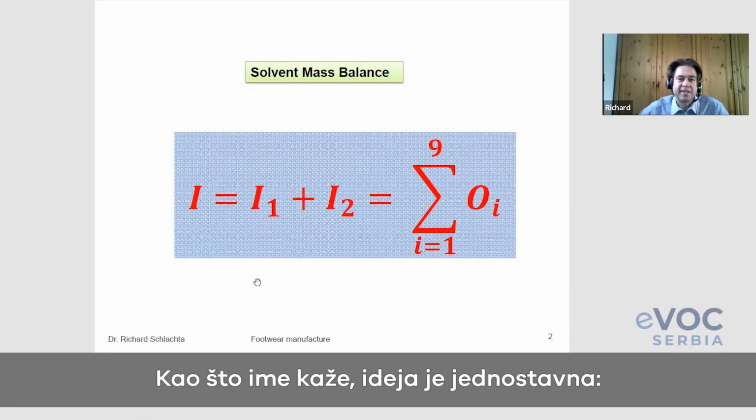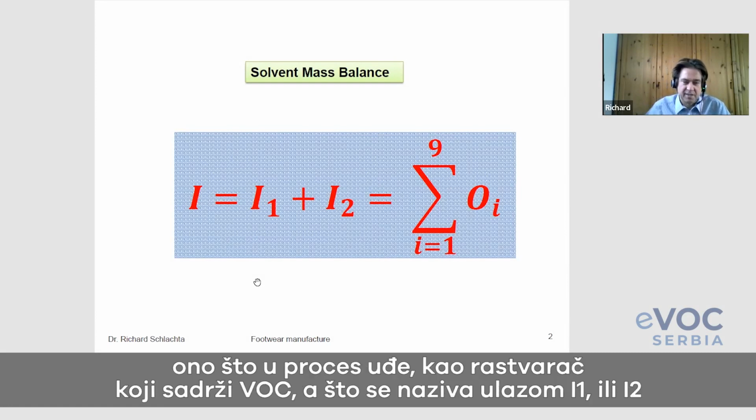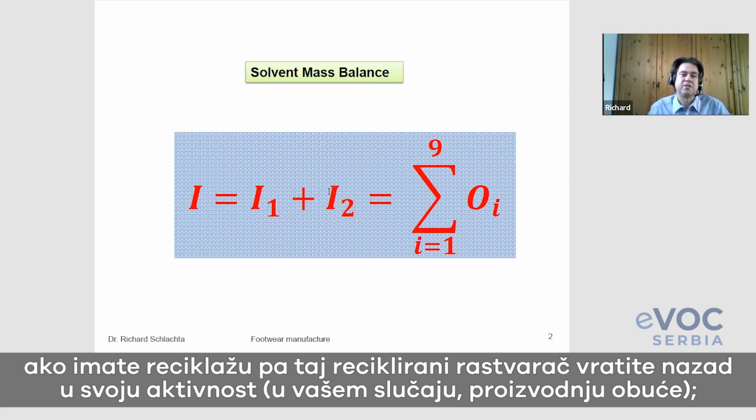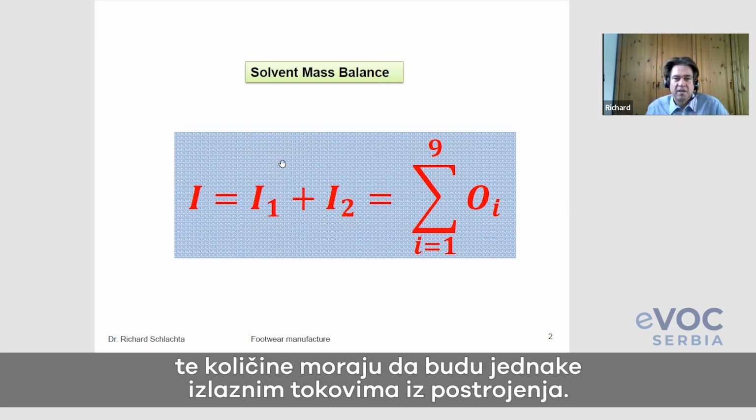Like the name says, the idea is simple. What you put in as a VOC-containing solvent, that is called I1, or I2 if you do a recycling and you put the recycled solvent again into your activity, here in that case footwear manufacturing, those quantities of course must be equal to all of the output flows from the installation.